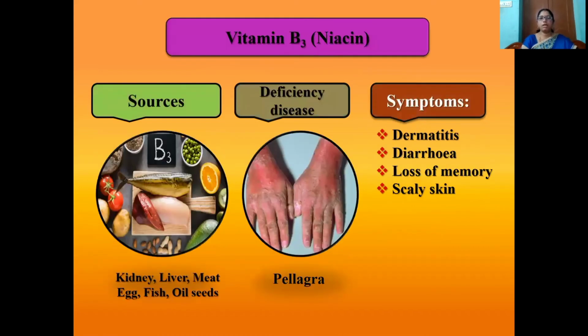The next one is vitamin B3. This vitamin is also called niacin. The sources of this vitamin: kidney, liver, meat, egg, fish, oil seeds. The deficiency of this vitamin leads to pellagra disease. The symptoms of this disease: dermatitis, diarrhea, loss of memory, and scaly skin.